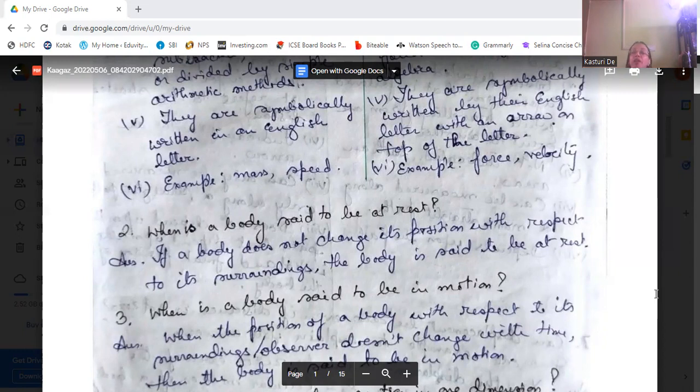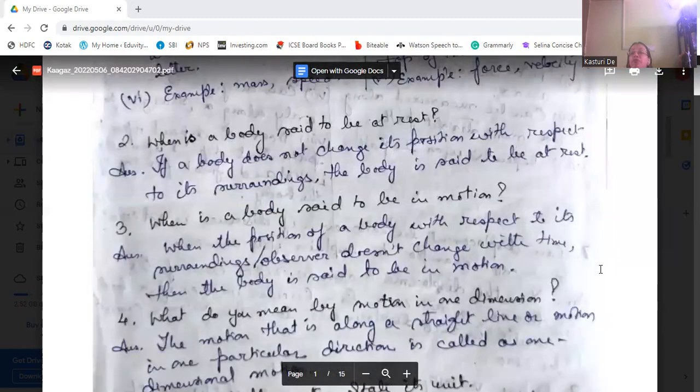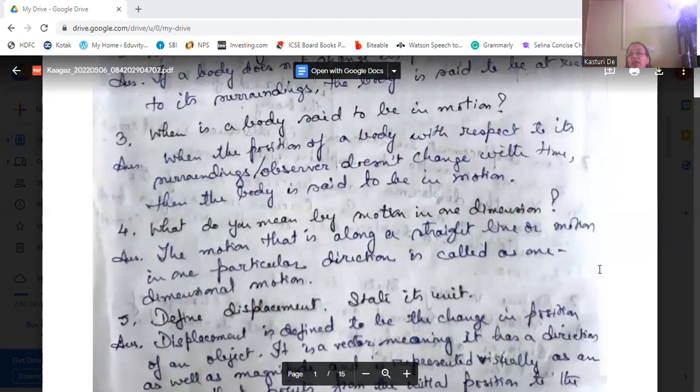When is a body said to be in motion? Again, with respect to its surroundings or observer, if the body changes its position with time, then the body is said to be in motion. What do you mean by motion in one dimension? It means motion along a straight line, or motion in one particular direction; then it is one-dimensional motion.